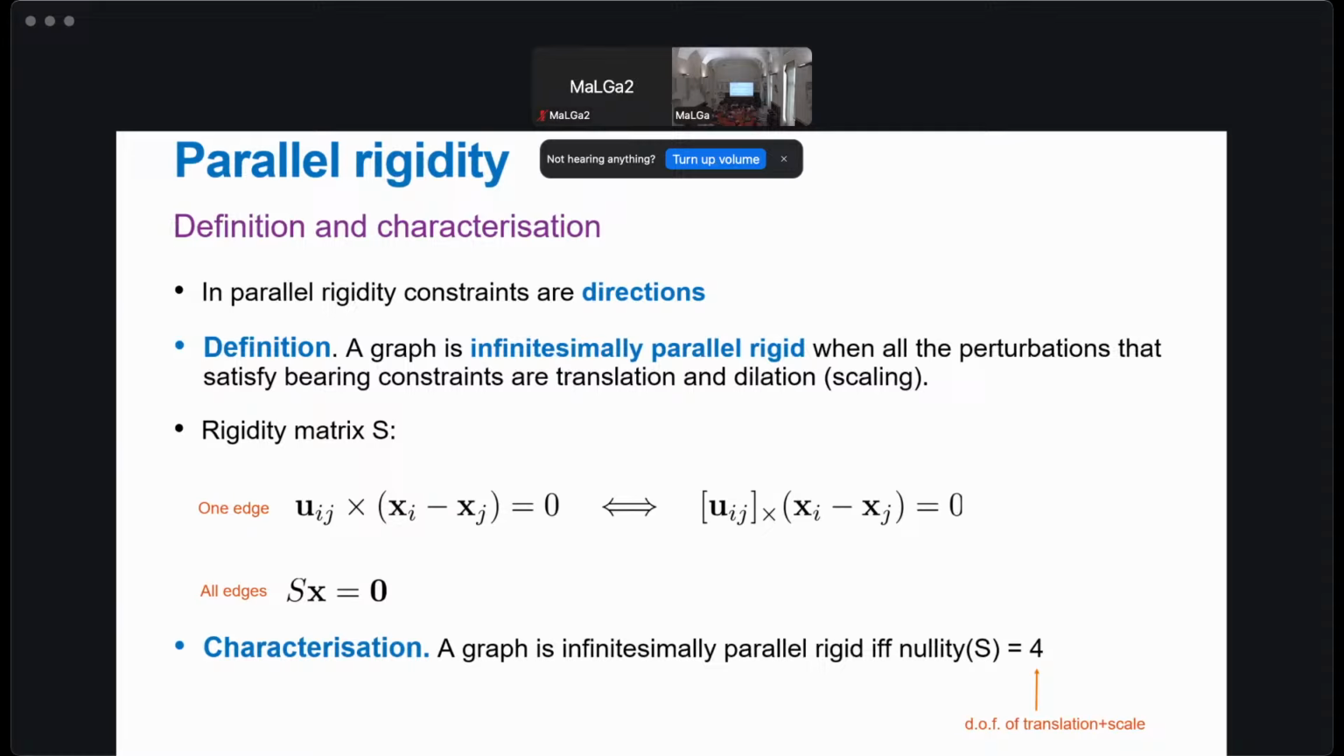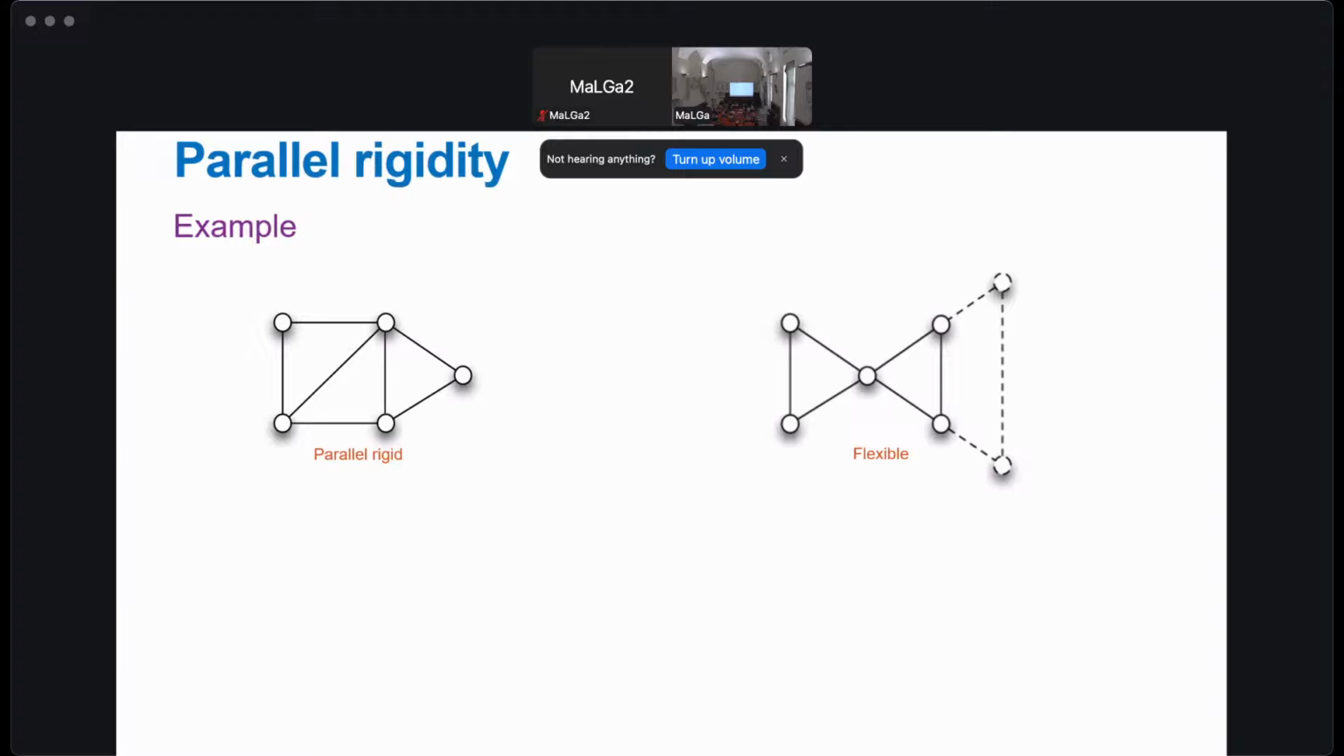So in the end, you have a homogeneous linear system to solve, and you want the null space of this to have space, sorry for the repetition, exactly for the kinds of transformations that you allow, that in this case are translations and scale. So you can scale the whole graph and keep the directions, and also translate. If you rotate, the absolute directions are changing. This is an example: the graph on the left is parallel rigid. The one on the right is flexible. You can dilate the right part without affecting the left part.